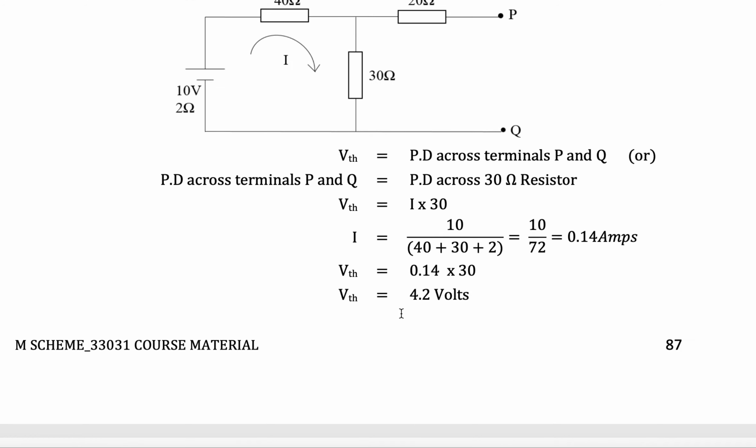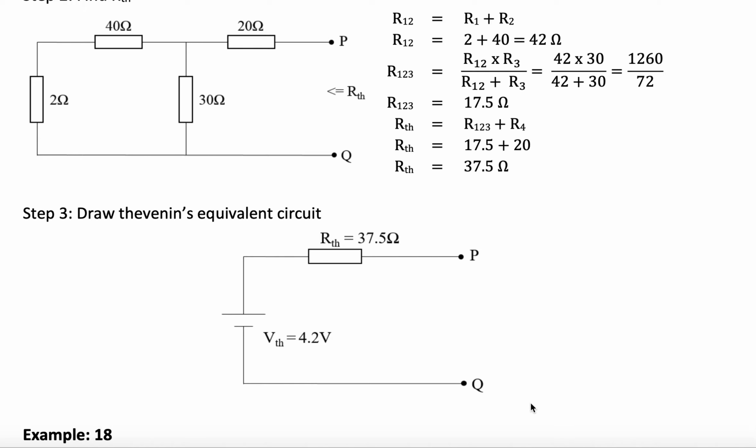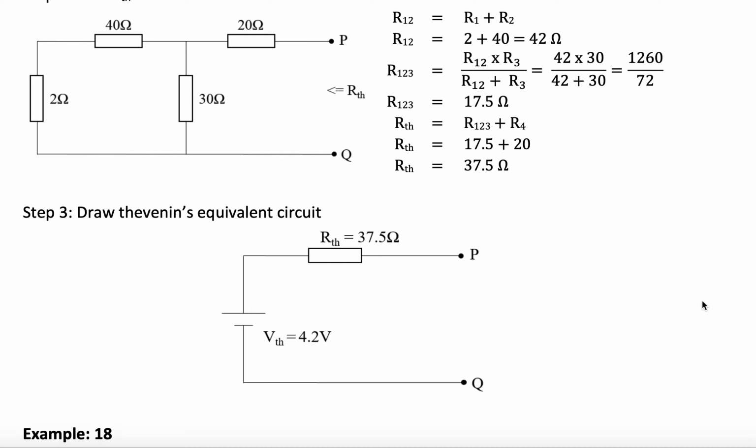Replace the source with its internal resistance, 2 ohm. Find the equivalent resistance: 42 parallel 30 is this, plus 20 is this. So RTH is 37.5. So what is the equivalent circuit? VTH in series with RTH across the load terminals P and Q.